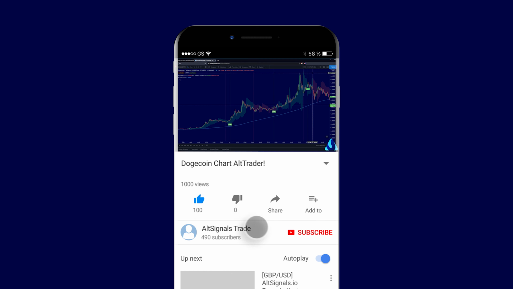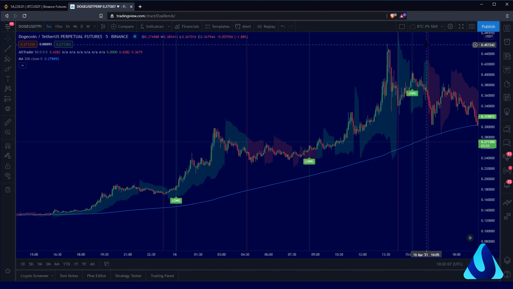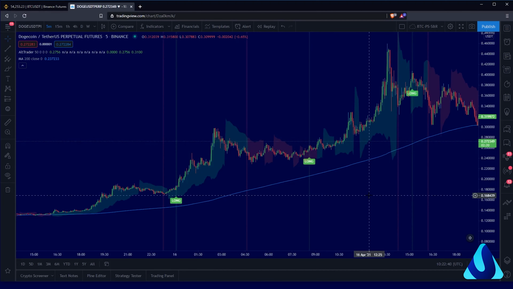Today we're going to be discussing the Dogecoin USDT perpetual Binance chart, and we have been testing the Alt Trader indicator for Dogecoin scalps. So we have set the power at 50 and we're looking for a minimum move of 5% with a stop loss of 5% as well. We also have the 200 moving average on the 4 hour, in terms of it being above the 200 moving average. So we decided not to focus on shorts, especially with the market being the way it is.